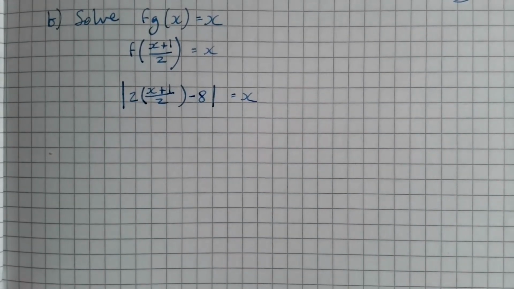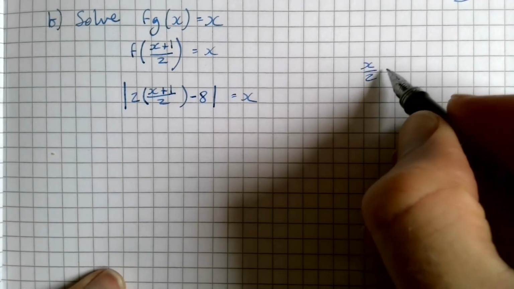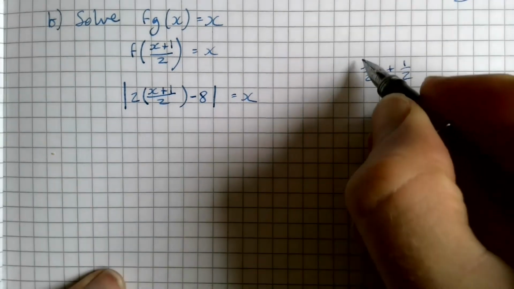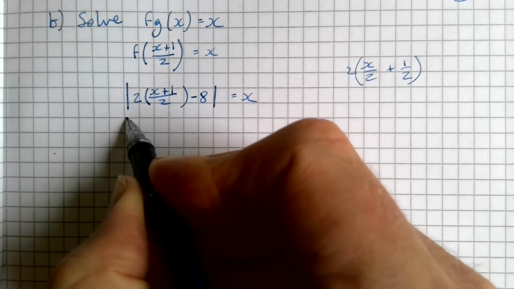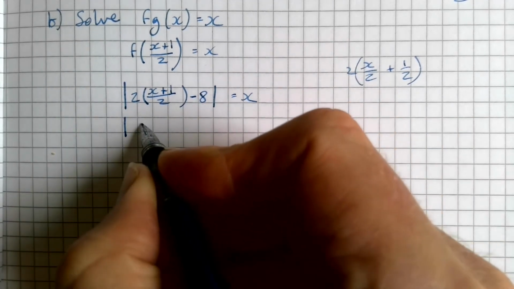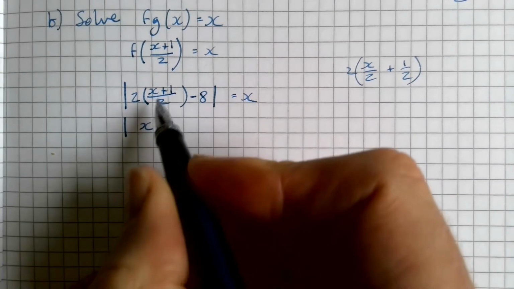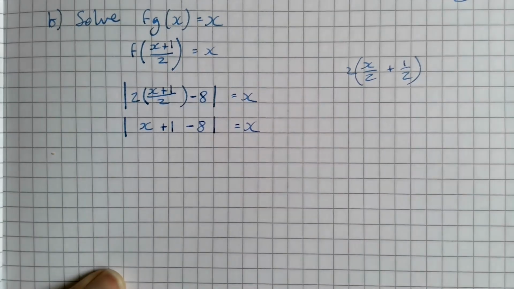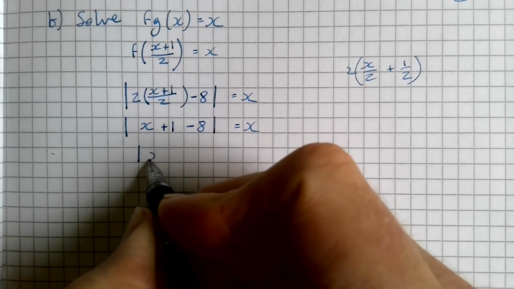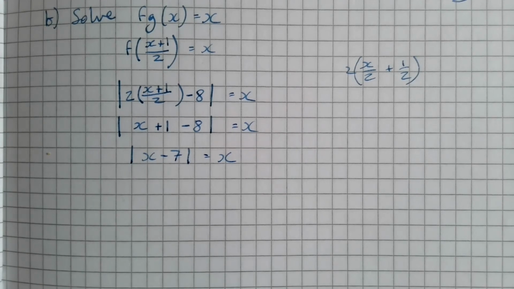Next thing to do would be to expand the bracket. It might be nice to think about (x plus 1) over 2 as x over 2 plus 1 over 2, because then when you times those by 2, it makes it a little bit simpler. 2 times a half of x is just x, 2 times a half is 1, and then we take 8. So at this point we're almost there. We've got x take 7 on this side equaling x on that side.